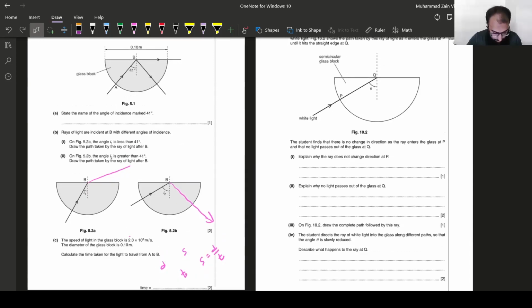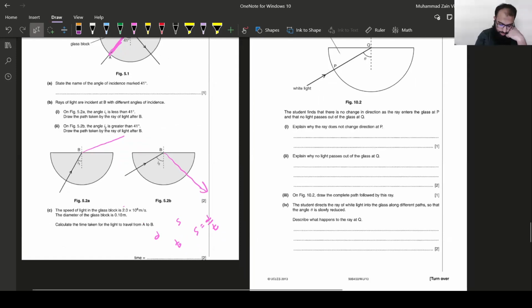And by the way, regarding the diameter of the glass block: this point is A and this point is B. So this line is not equal to the diameter, rather it's equal to the radius. So this distance here should be half of the diameter, which should be 0.05, divided by time equals 2 times 10 to the power 8. So this is how I'm supposed to find t, and that's how I'll get the answer.